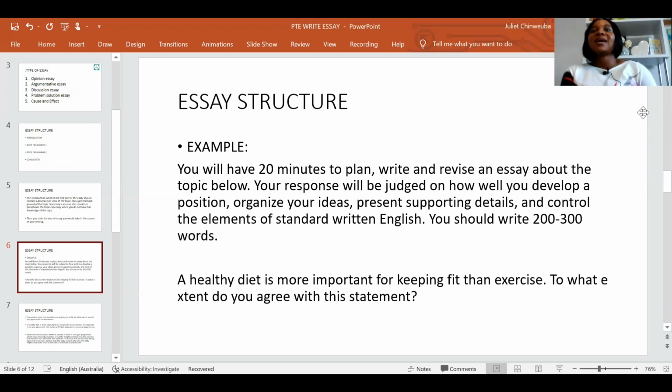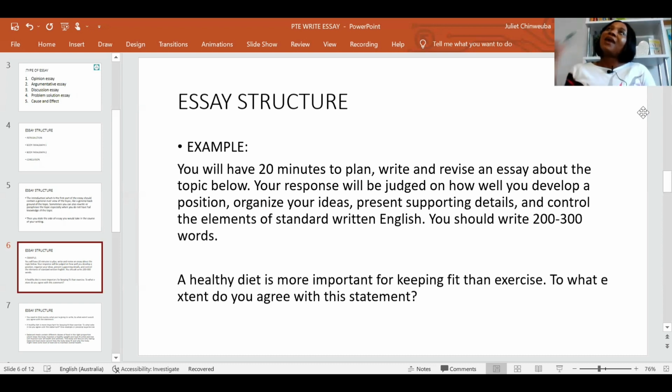Okay, so the next thing, I'm going to be showing you an example. For the PTE essay, you have just 20 minutes to plan, write and revise an essay about a topic. They'll give you a topic and ask you to write it in 20 minutes. They even ask you to plan, because Pearson knows it's not something you can just delve into. You would have to take your time to understand it before you can develop something.